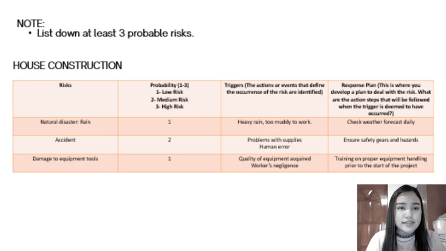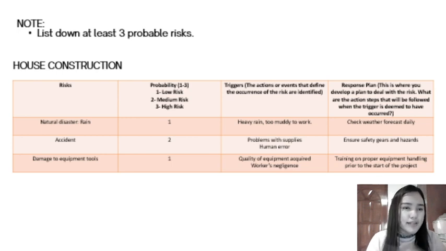You list down at least 3 probable risks. There are 4 columns. First, the risk associated with your project. Number 2, the probability of that risk, 1 to 3: 1 low risk, 2 medium risk, and 3 high risk. The third column is the triggers, the actions that define the occurrence of the risk identified. And the fourth column is the response plan. What is your response? What is your solution to that risk?